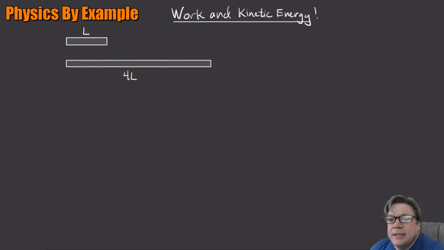Remember, we said that the work done is just equal to the change of the kinetic energy, right? So what I have drawn is maybe these are like rifle barrels, gun barrels. I'm not sure if that's actually 4 times the length, but we'll say it is. So if I have one gun barrel that's length L and another one that's length 4L, what I want to know is how does that affect the speed of the bullet coming out?